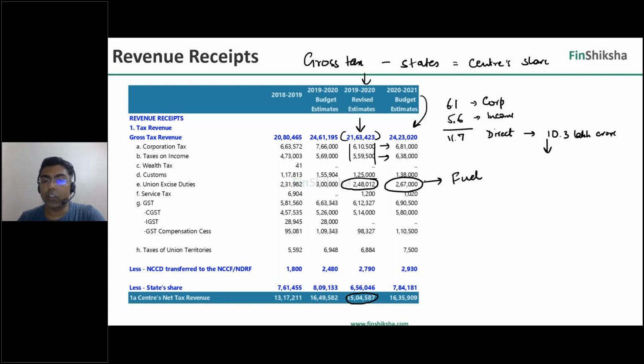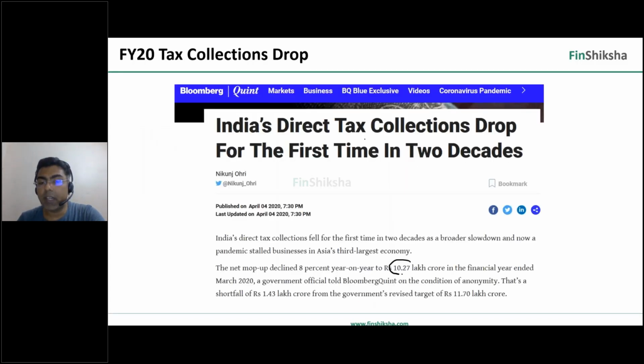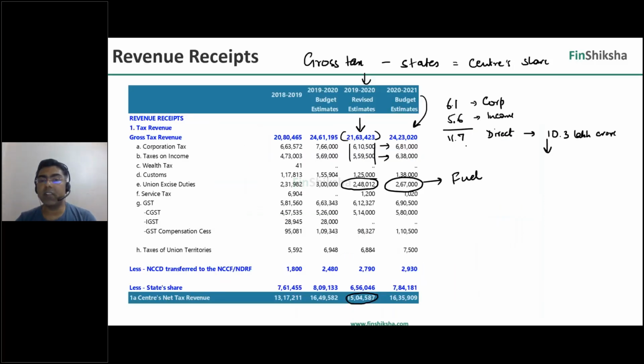Direct tax collections for last year ended up at 10.27 lakh crore versus the revised target of 11.7 lakh crore. That's what we just saw, right? So in our estimate, when we added those two numbers on the previous slide, 6.1 lakh crore and 5.6, that's 11.7. Instead of this, we got 10.3, correct? So direct tax ends at 10.3 lakh crore, and that's the first problem, that you have a shortfall.